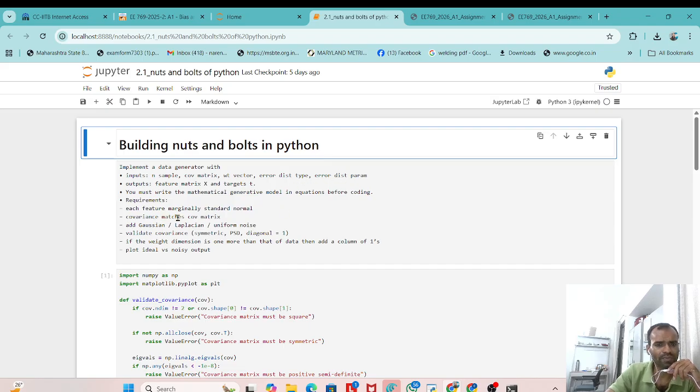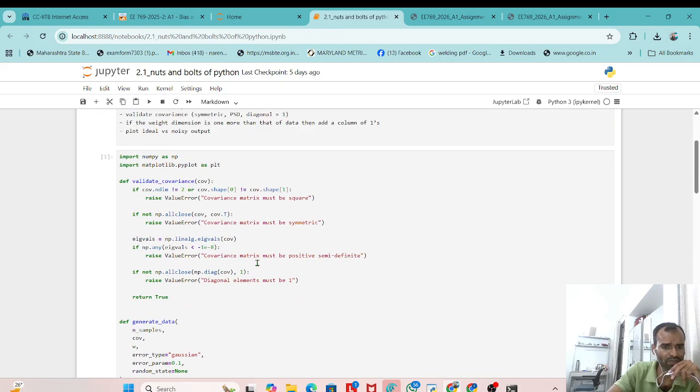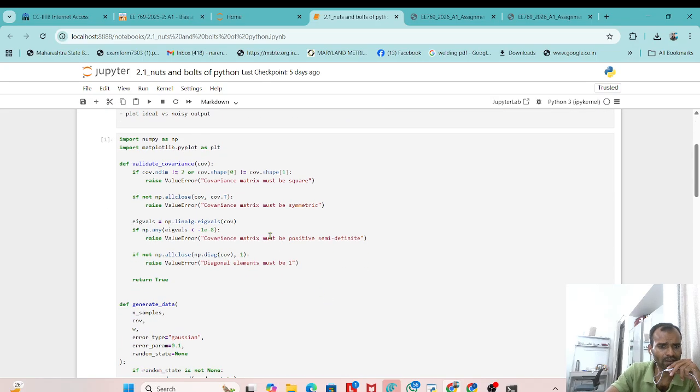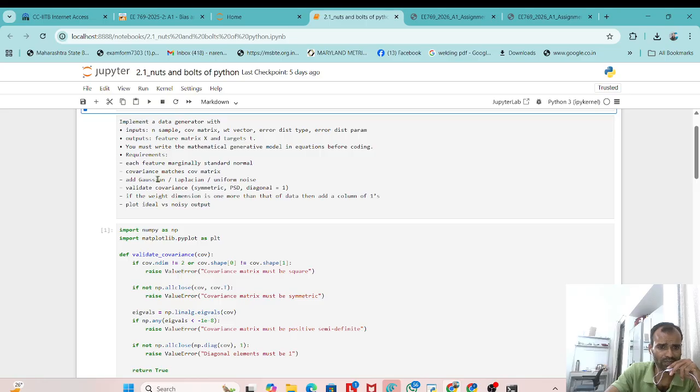So here you will find that each feature is marginally standard normal. I have used only two features, right? And then I have found the covariance matrix. I have validated that covariance matrix. Here you will see the validation of the covariance matrix, and then I have added one extra weight column for the bias, and I have plotted the ideal versus noisy output, right? So noisy output with respect to Gaussian, with respect to Laplacian, with respect to the uniform noise, okay, right.